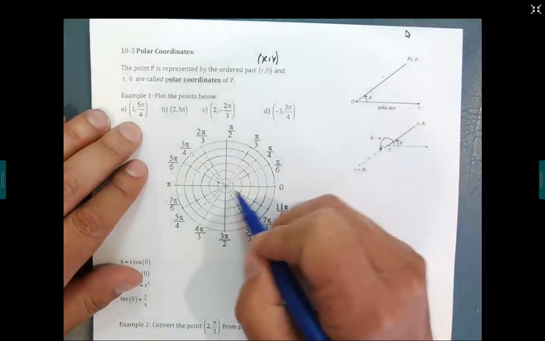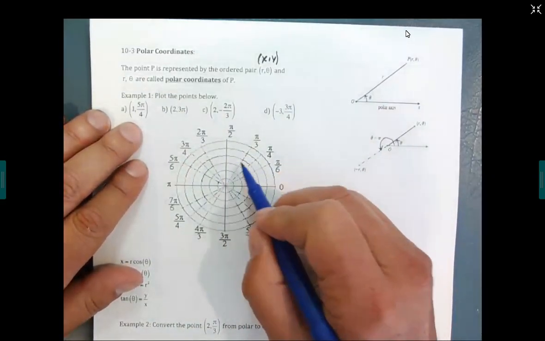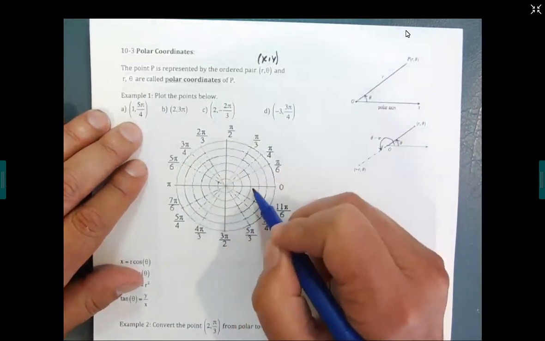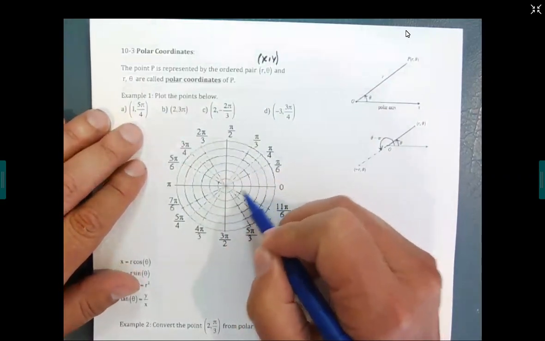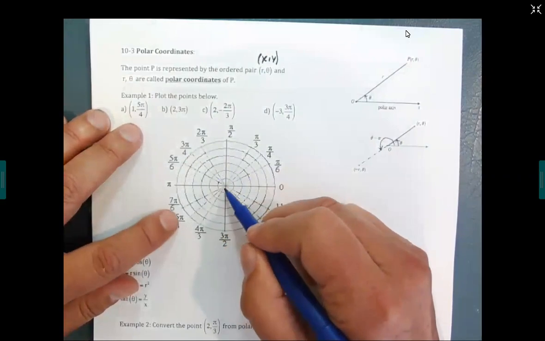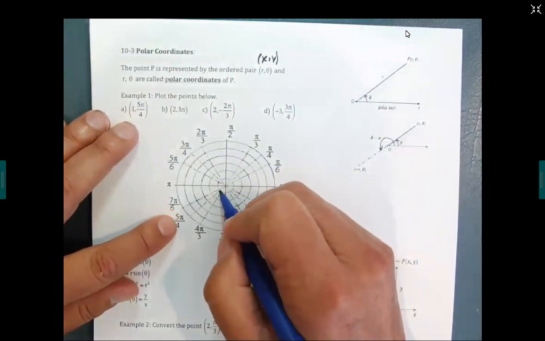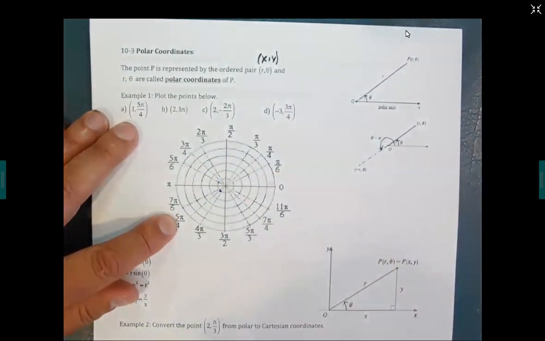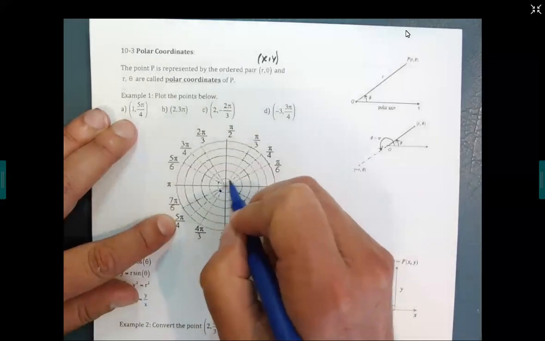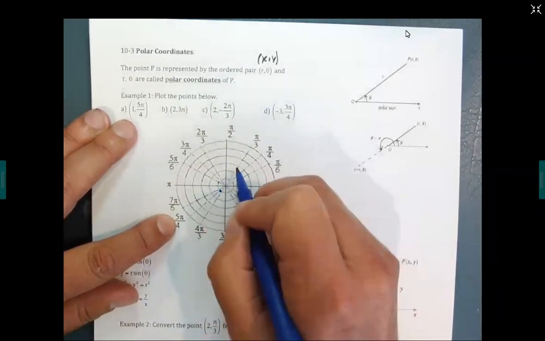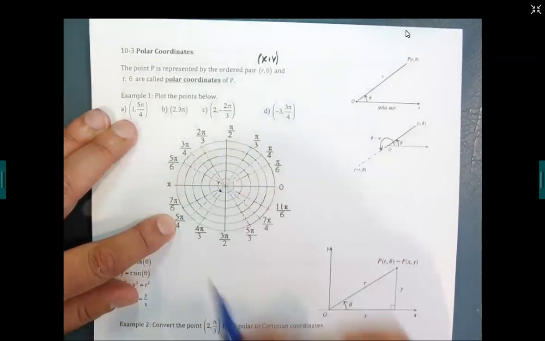So this is the zero angle. This is the positive direction. This is the negative angle direction. So this is a positive 5π/4. I'm going to start here and go around to 5π/4, and from the origin, I'm going to step out a distance of 1. So there's that point right there. You can see the circle, that's the unit circle, that's a radius of 2, radius of 3, 4, and 5, and so on.